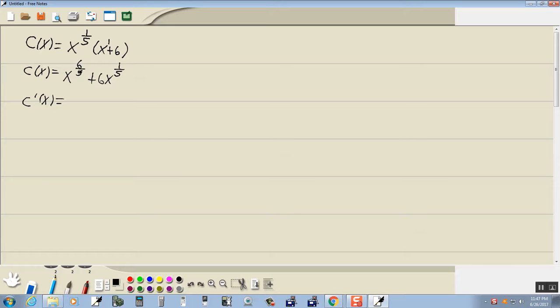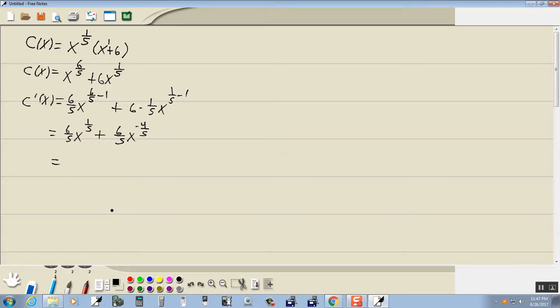Now the derivative of that, x to a power, take your power, put it up in front, lower your power by 1. So 6/5 minus 1 would give us, actually let me write out the step, plus 6, x to 1/5, take your power, put it out in front, lower it by 1. So this is going to give us 6/5 x, 6/5 minus 1 gives us 1/5, plus 6/5. That's interesting that both are 6/5. And then 1/5 minus 1 gives us negative 4/5.